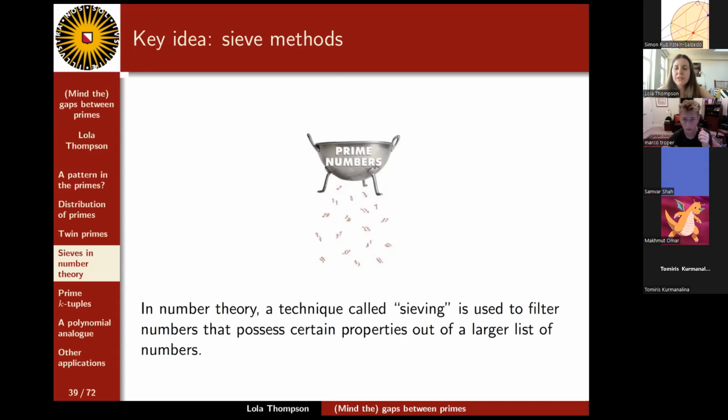Or when you go to the beach and you have sand and seashells, and you sift it in a plastic tool, and all the sand goes through and you just have the seashells. So this is what we mean by sieving. We're basically going to sieve out the numbers we don't want and be left with the ones that we do want.